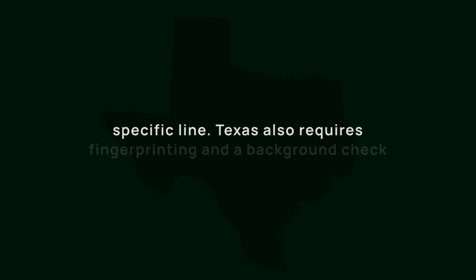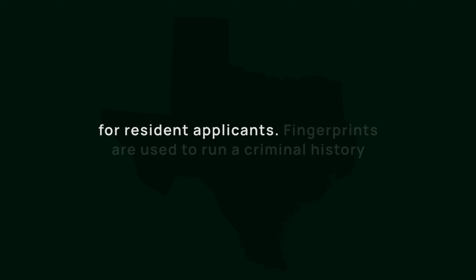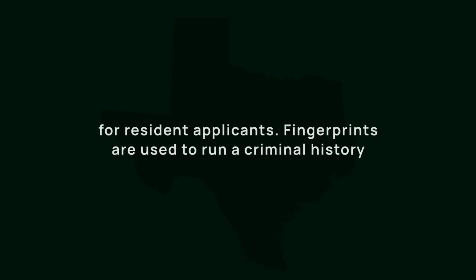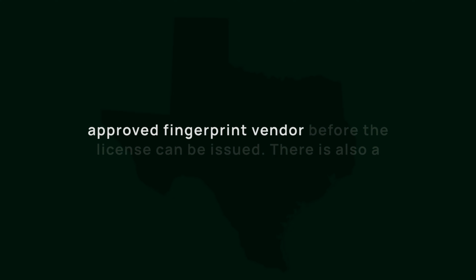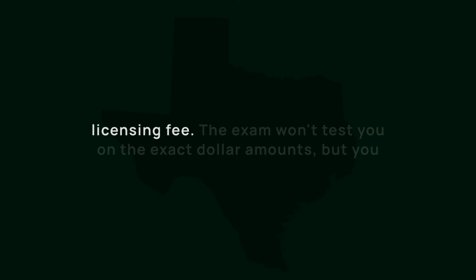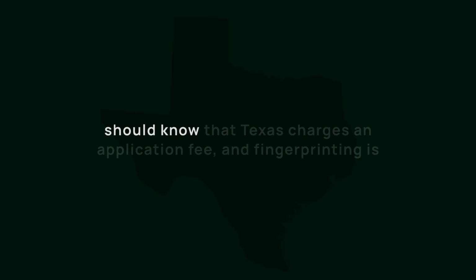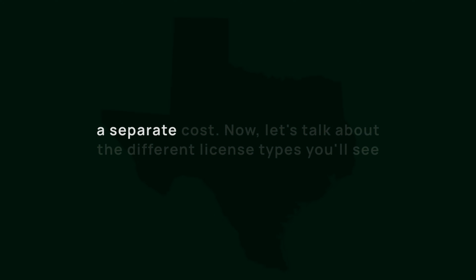Texas also requires fingerprinting and a background check for resident applicants. Fingerprints are used to run a criminal history check through the state and the FBI. This must be completed through an approved fingerprint vendor before the license can be issued. There is also a licensing fee. The exam won't test you on the exact dollar amounts, but you should know that Texas charges an application fee, and fingerprinting is a separate cost.